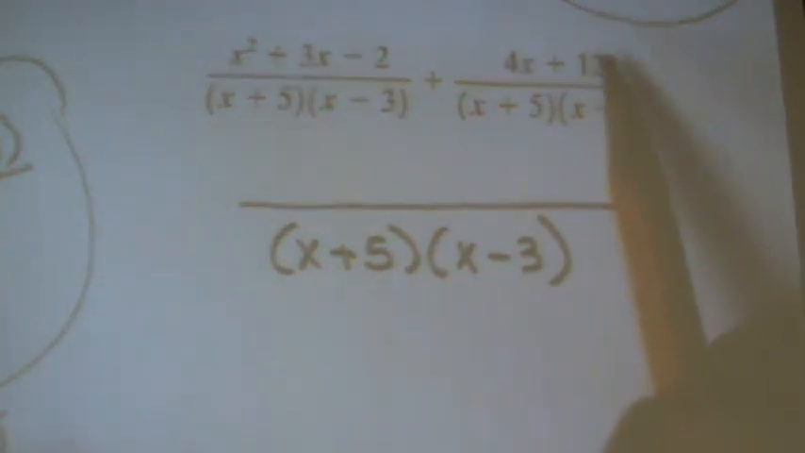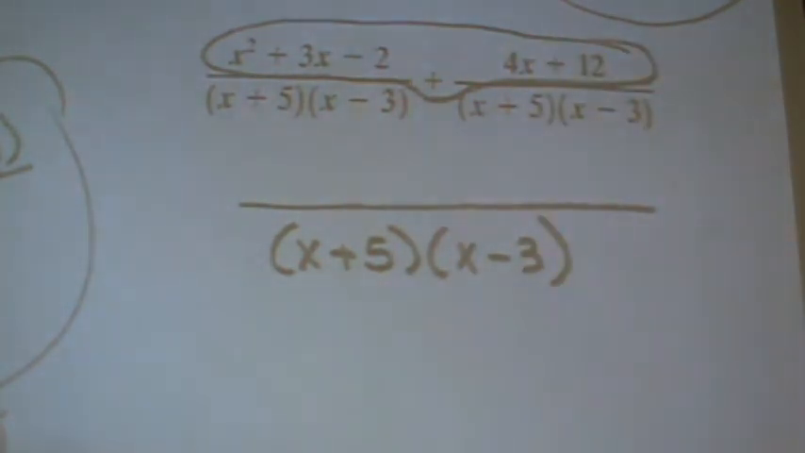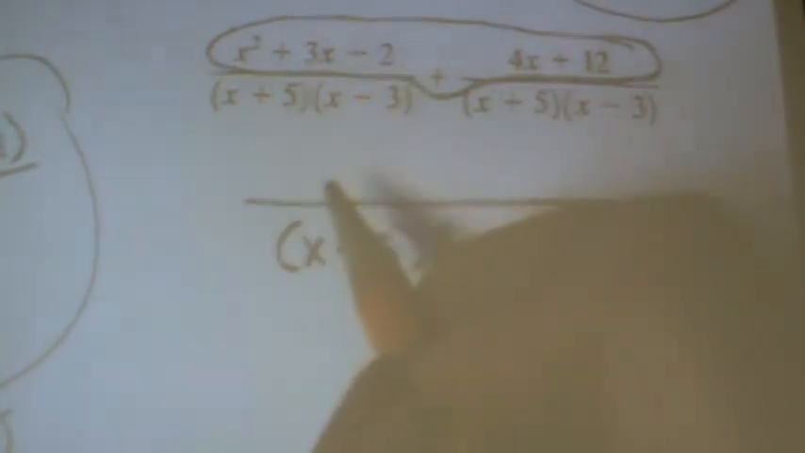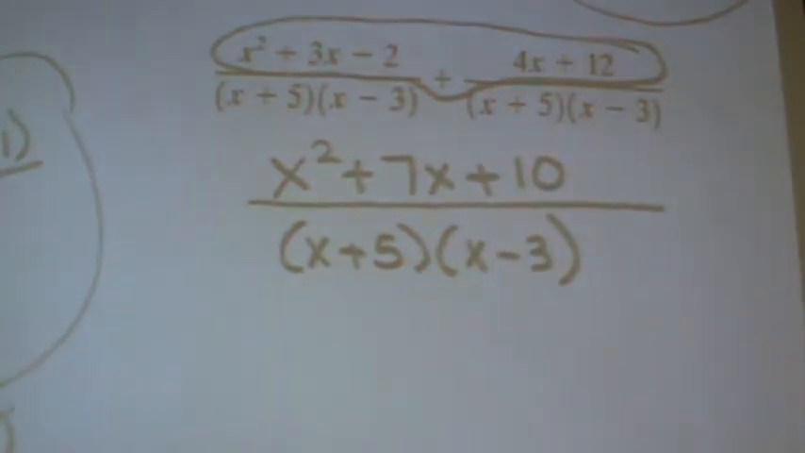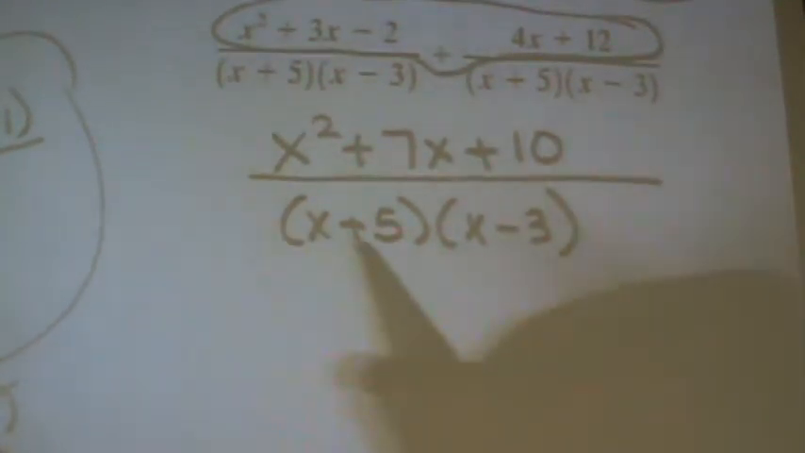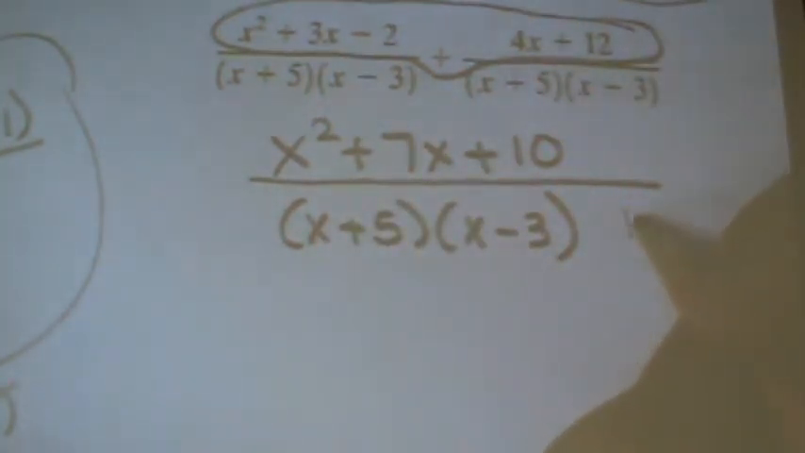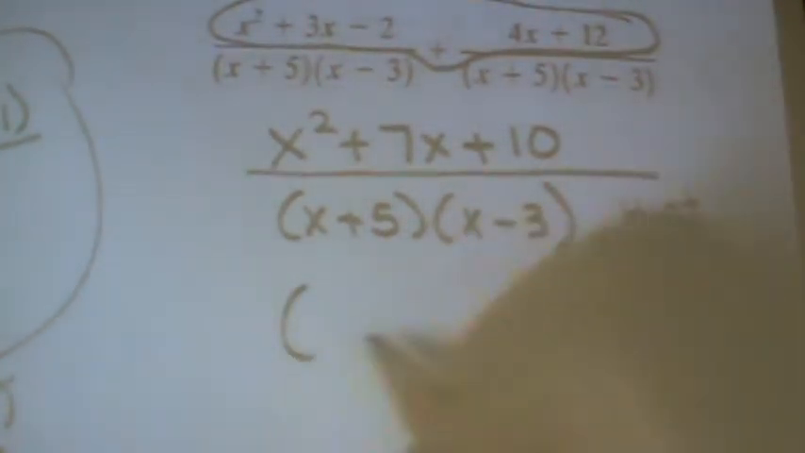What do you think you have for the numerator? All I'm going to do is circle this. What's in that numerator? Adding... x squared plus 7x plus 10. Okay. Next. How do you factor it? You have a hint. 5 and 2. Look at these two. X squared... isn't it plus 5 and plus 2?